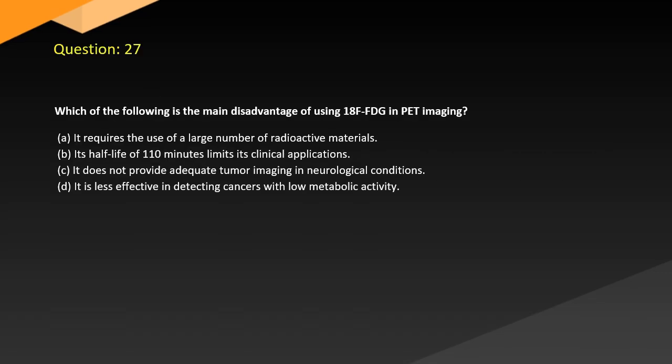Question 27. Which of the following is the main disadvantage of using 18-FDG in PET imaging? A. It requires the use of a large number of radioactive materials. B. Its half-life of 110 minutes limits its clinical applications. C. It does not provide adequate tumor imaging in neurological conditions. D. It is less effective in detecting cancers with low metabolic activity.